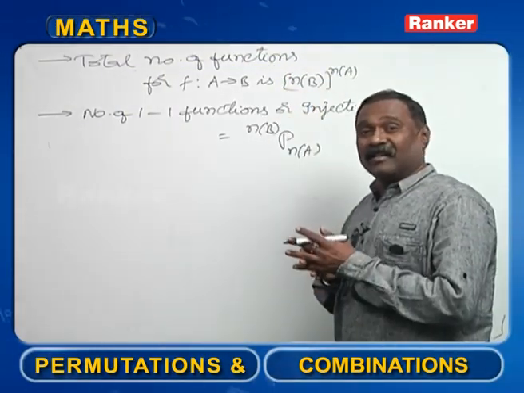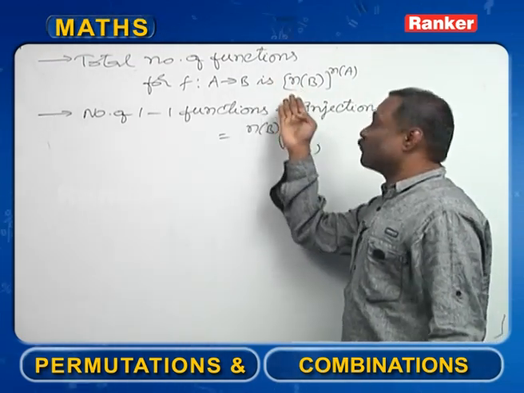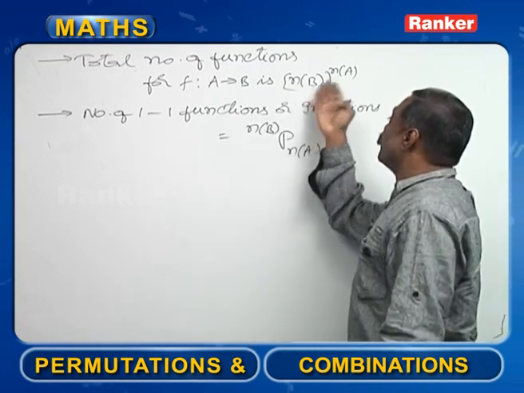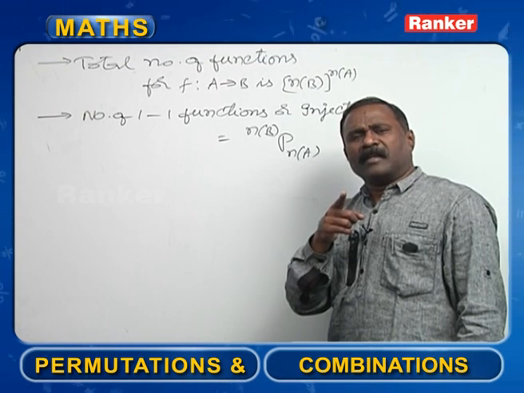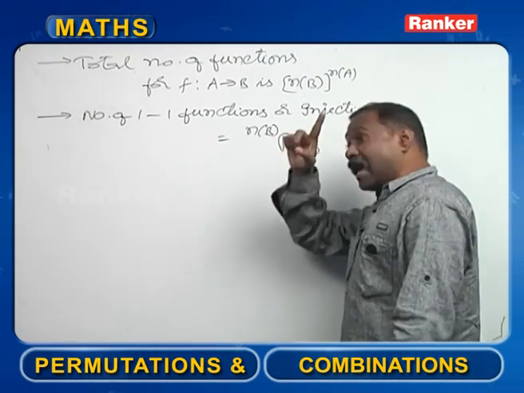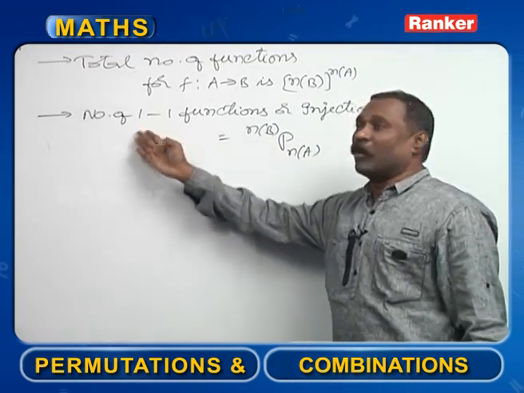There, the total number of arrangements is nothing but the total number of functions. There it is n power r, here it is n of B whole power n of A. And the total number of arrangements of dissimilar things without repetition is nPr, which we have derived, and it is n of B P n of A. It is nothing but the 1-1 function.